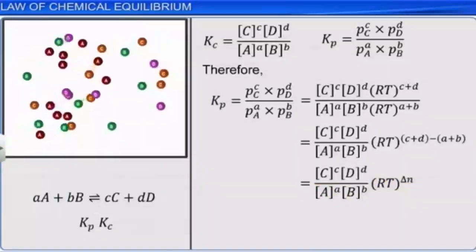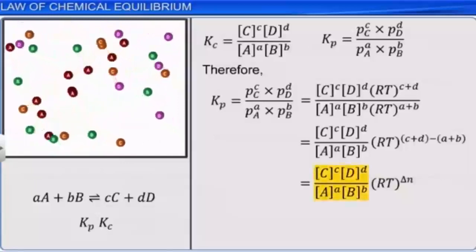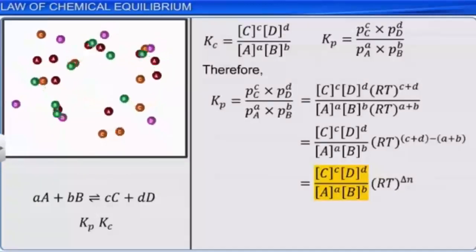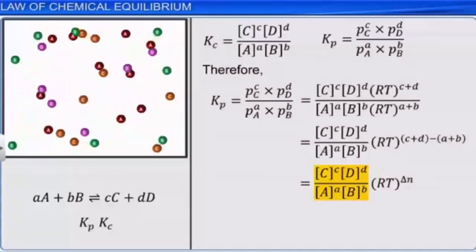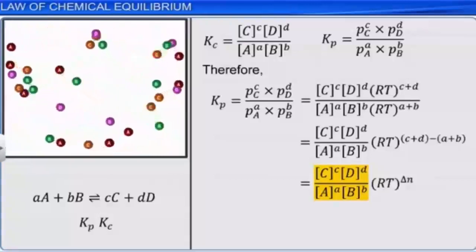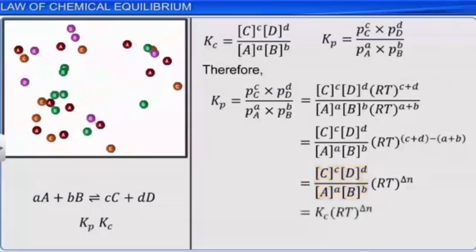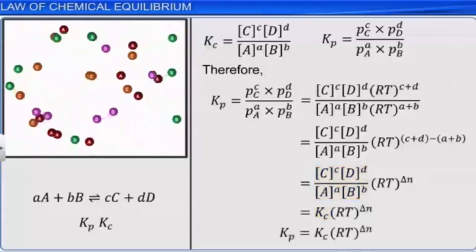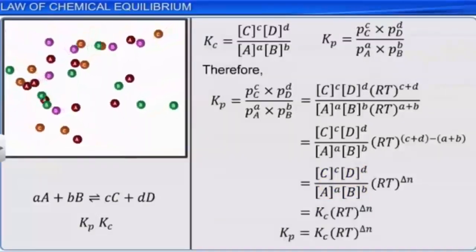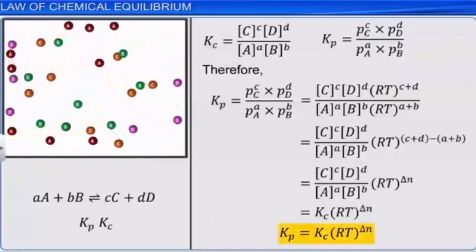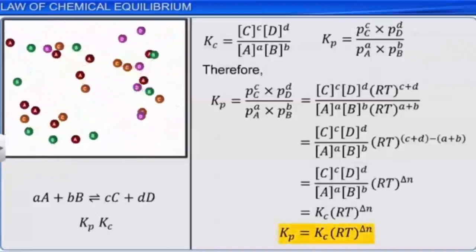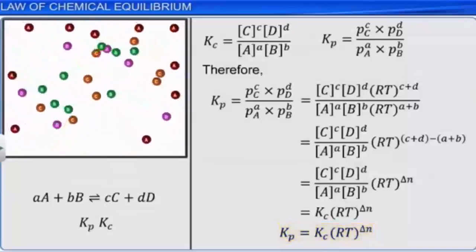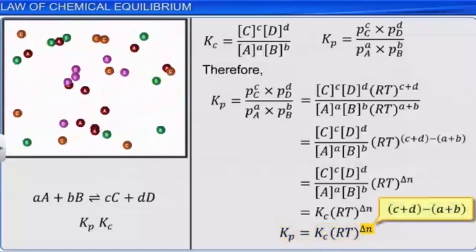Since the product of the concentration of C raised to the power of c and the concentration of D raised to the power of d, divided by the concentration of A raised to the power of a and the concentration of B raised to the power of b, is equal to the equilibrium constant Kc, this can be written as Kp is equal to Kc multiplied by the product of R and T raised to the power of delta n, where delta n is equal to the number of moles of gaseous products minus the number of moles of gaseous reactants.